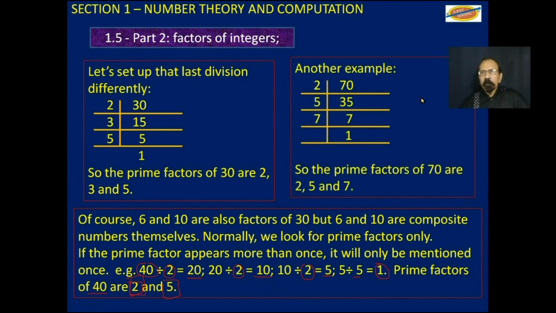Another example, if we take 70 and we divide by 2, we get 35. We divide by 5, we get 7. We divide by 7, we get 1. These numbers, these divisors on the left here, are the prime factors. And if you see a factor appearing more than once, you would only list it once. So the prime factors of 70 are 2, 5, and 7.